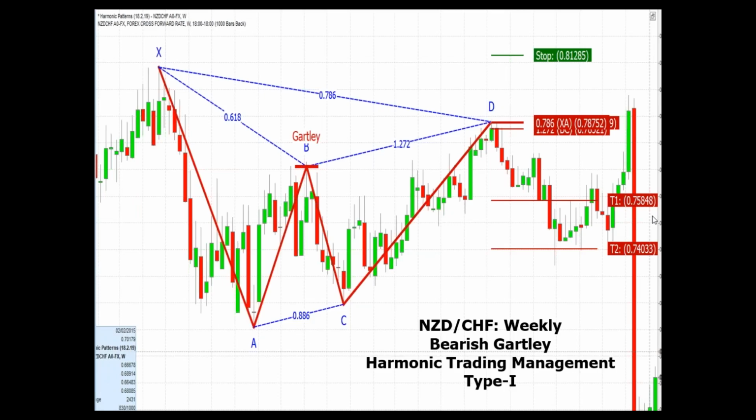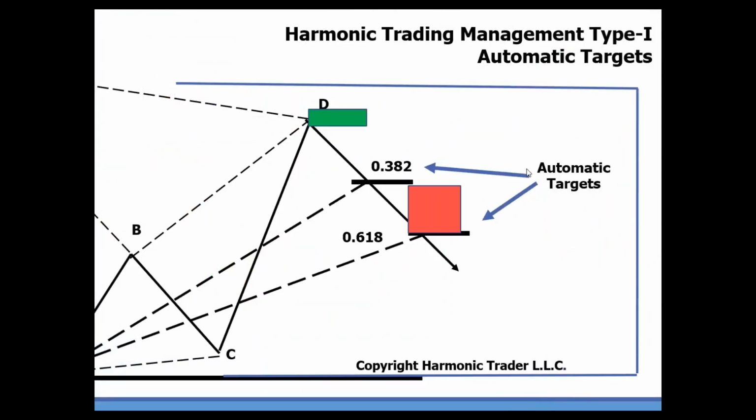Let's go back to that incredible example, the New Zealand dollar, Swiss franc here on the weekly chart. We see this W formation. Look at the Gartley, beautiful 618 at the B point. All of our measures give us that ideal area right around 78.75. A weekly chart is remarkable. And look what happens as soon as we hit the top end of that zone. This thing stalls out, rolls over. That's the type of reaction we want to see, regardless of the time frame.